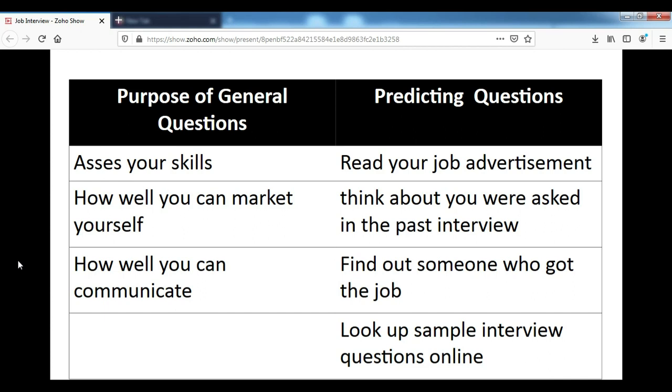you can also find someone who got the same job earlier and ask him about the questions. And if you don't have any of these options, you can look up some sample interview questions online. Fine, so they will ask you some general questions about yourself, your skills, your weaknesses, your strengths. So you may prepare those questions, so that will boost your confidence in the interview.